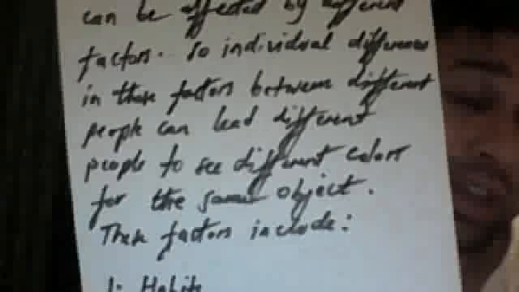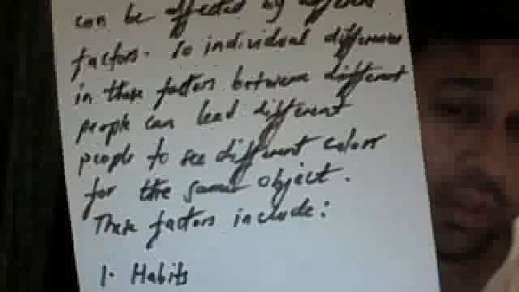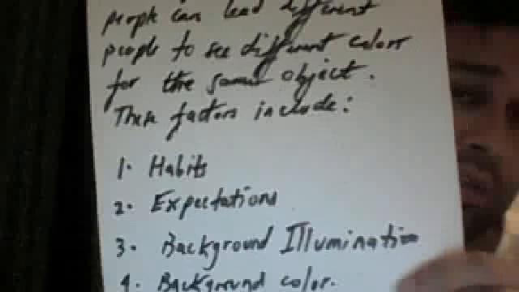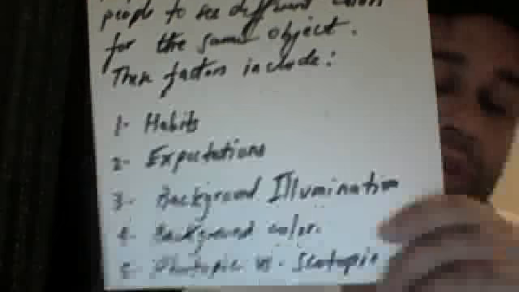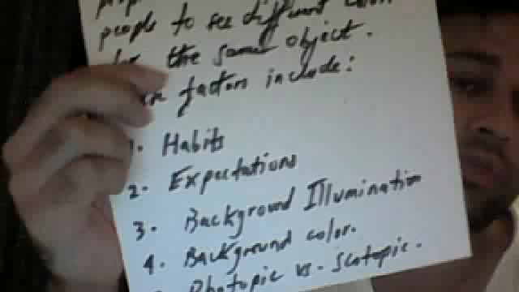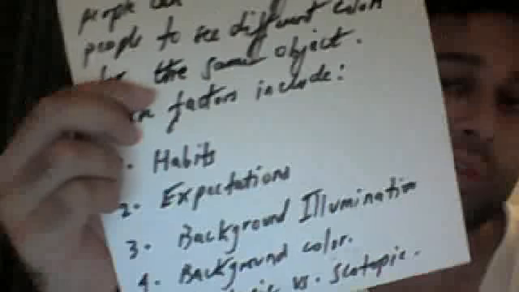Here's the interesting part in the neural processing system. The neural processing of color can be affected by different factors. Individual differences in these factors between different people can lead different people to see different colors for the same object. So here are various factors that could mean that the color perception of one person would be different to another if these factors were different between two people. So the first thing is habits.